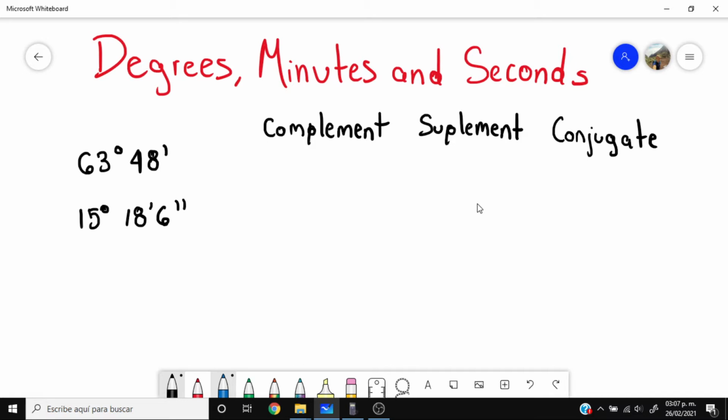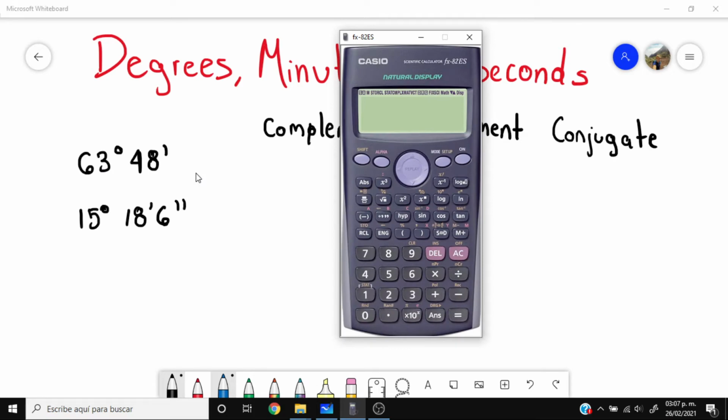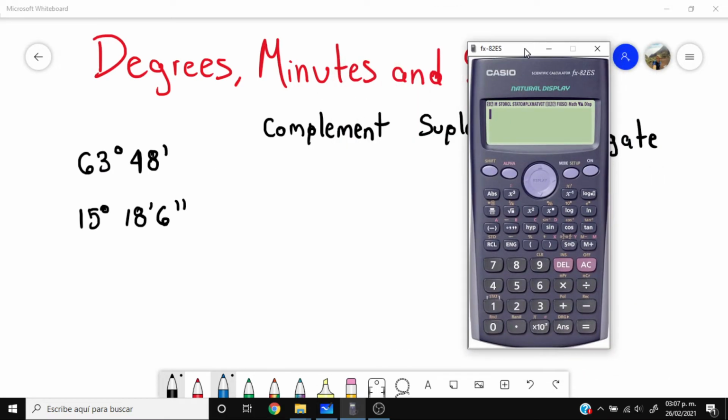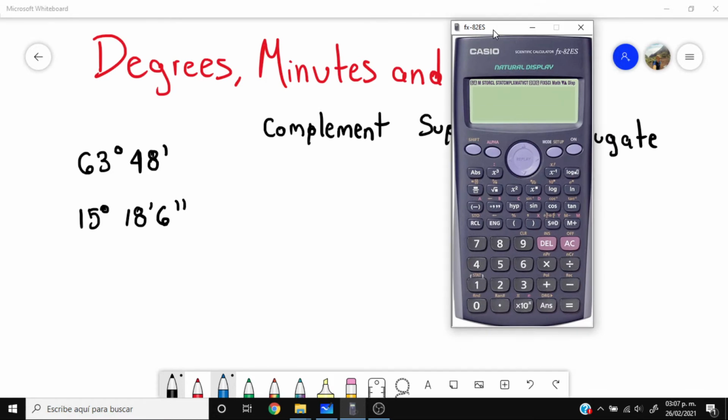Okay? So, in this case, for example, we are going to find the complement, the supplement, and the conjugate of this angle over here. But we're gonna do it using the calculator. I know you can do it by hand, but I'm gonna share this tip with you. I don't know what kind of calculator you have, but I'm working with this one, and you can see a key just like this one. This key is the one that we are going to use in order to use the degrees, minutes, and seconds.